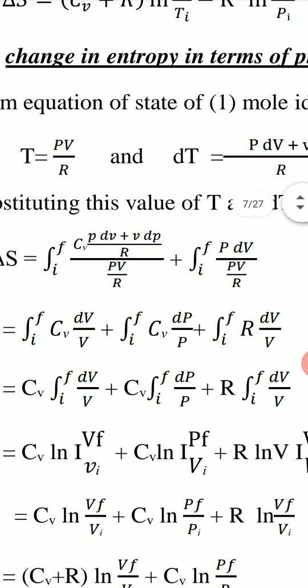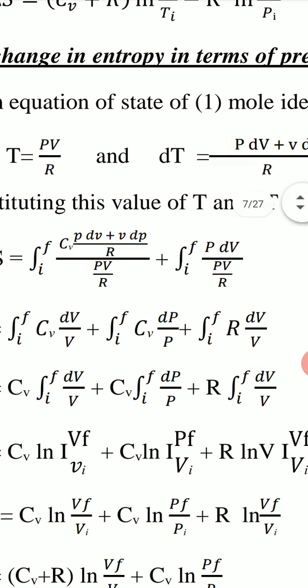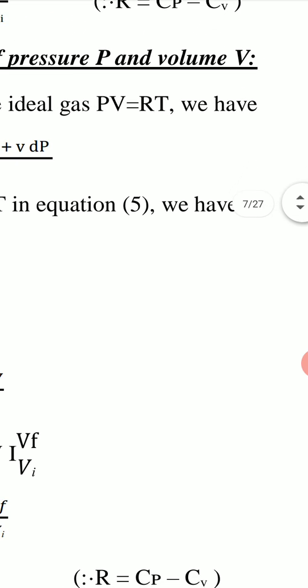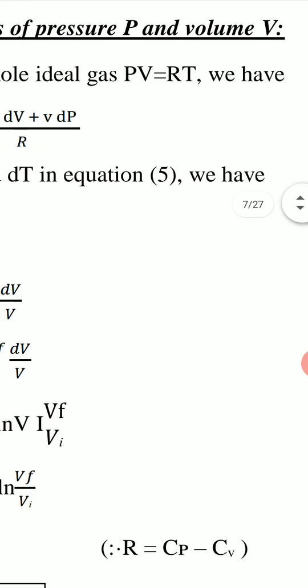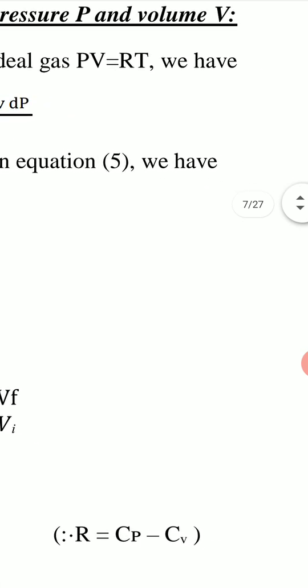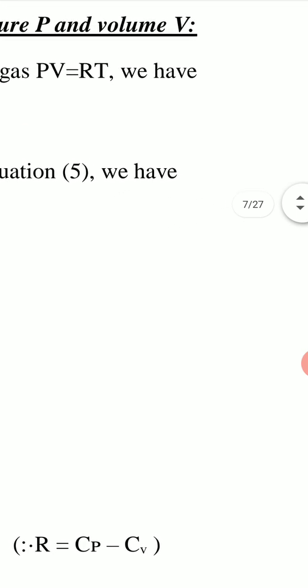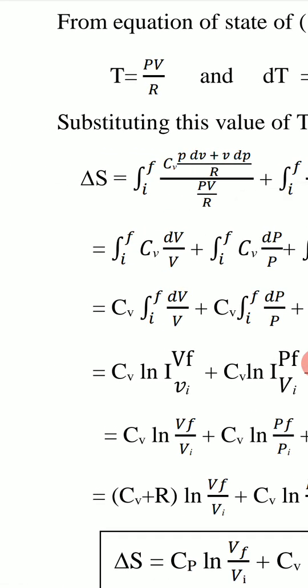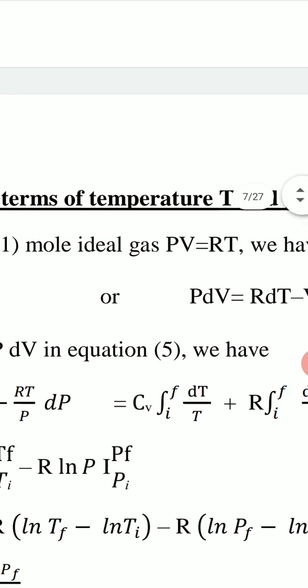And the third combination is to find the change in entropy in terms of pressure P and volume V. In terms of P and V, we have to eliminate the third variable, that is T. And to eliminate this, we use this relation PV equal to RT. And from this relation, T is equal to PV upon R. We have to eliminate this T in this expression.